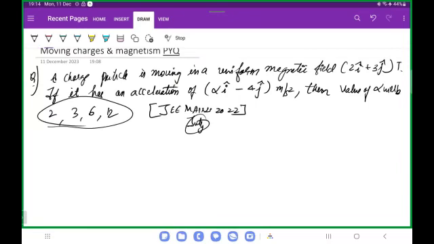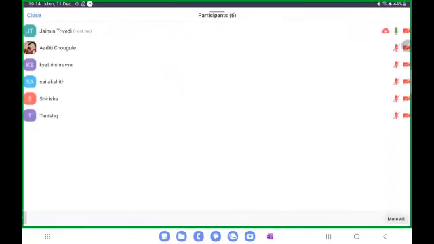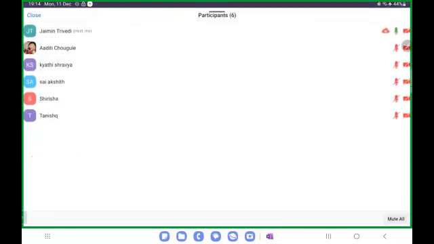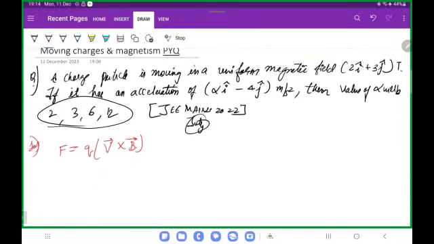Do you guys know the formula? Anyone? No? F equals q (v cross B). What is it? F equals qvB cos theta. And here F equals to MA.